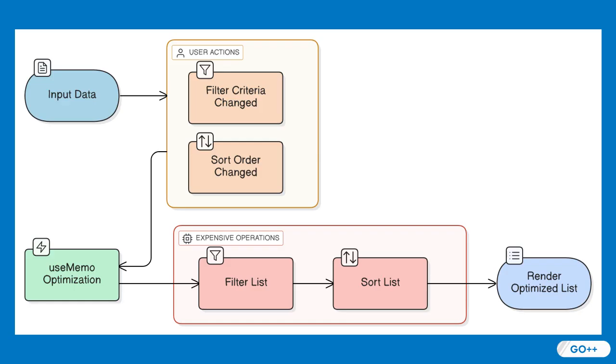In a dashboard context, this means that filtering or sorting a 10,000-row sales dataset doesn't happen anew on every minor state change, only when filters, sort order, or the data itself are altered. This reduces computational workload and keeps the user experience smooth, especially as datasets and dashboards scale in complexity.